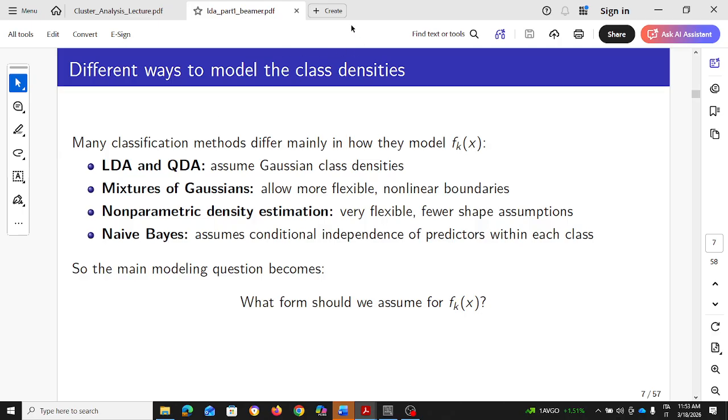So for this density, we can have mixtures of Gaussians, we can have non-parametric density estimation, or we can have naive Bayes, okay. So it depends on what we are doing. So we should ask which model shall I use, or which distribution shall I use, which density shall I use, or which one shall I assume is more correct.